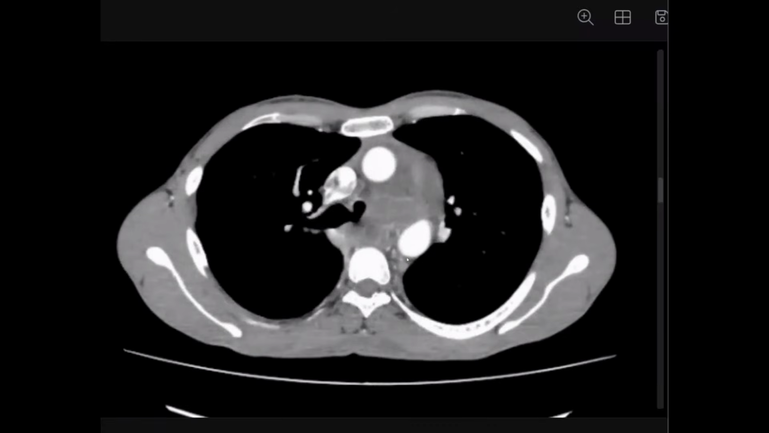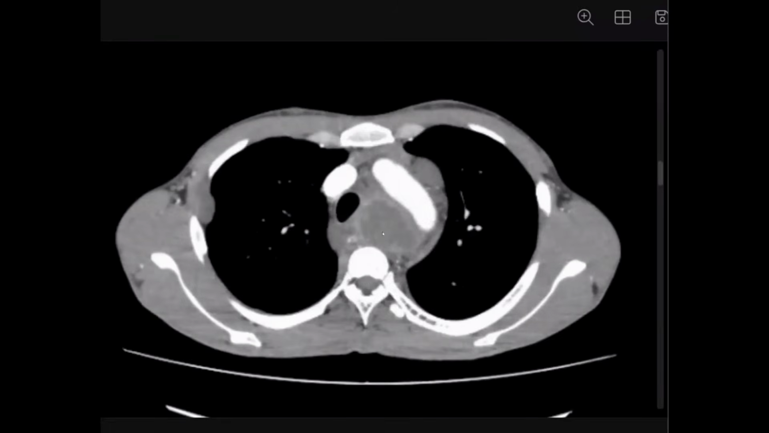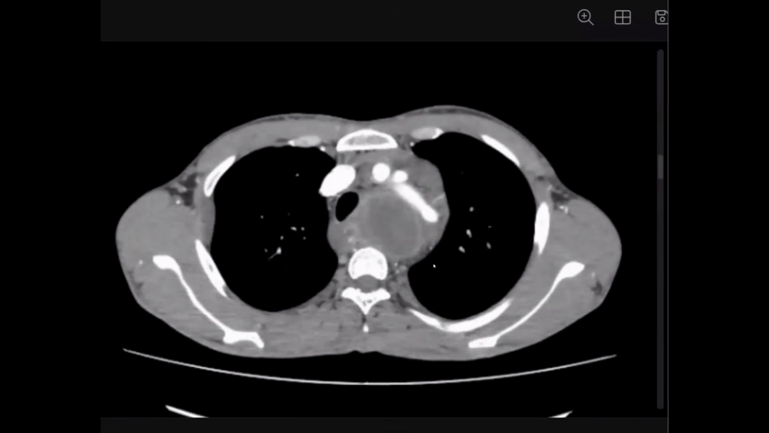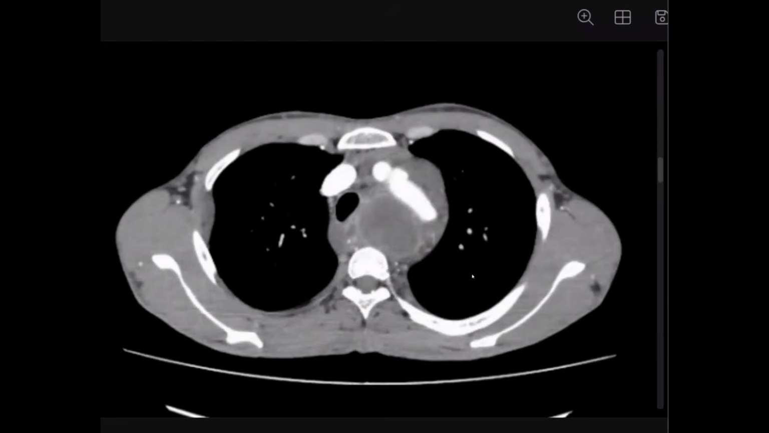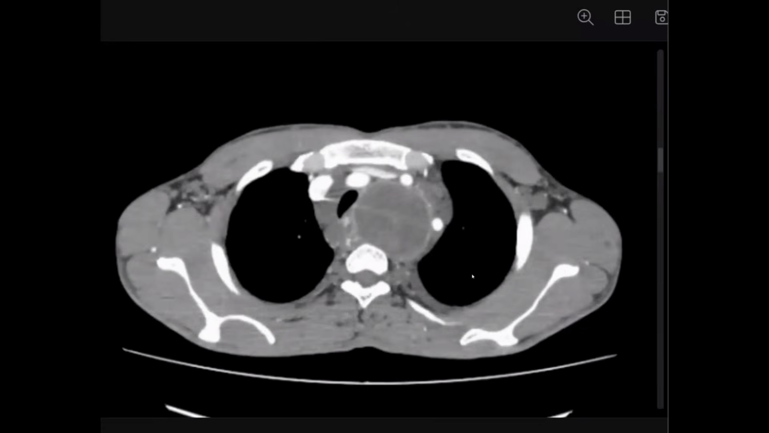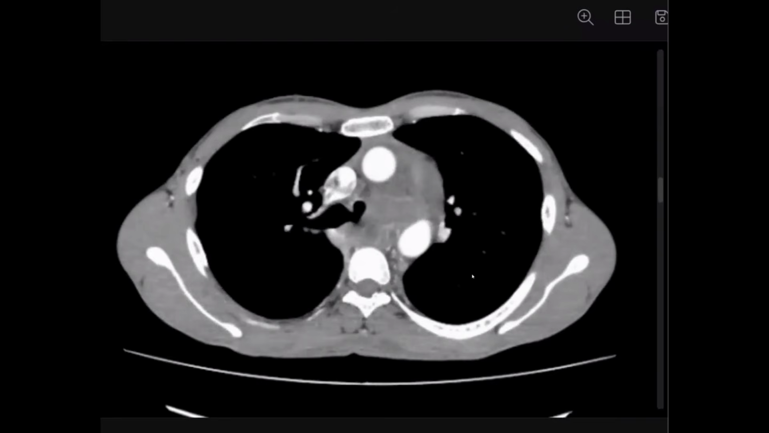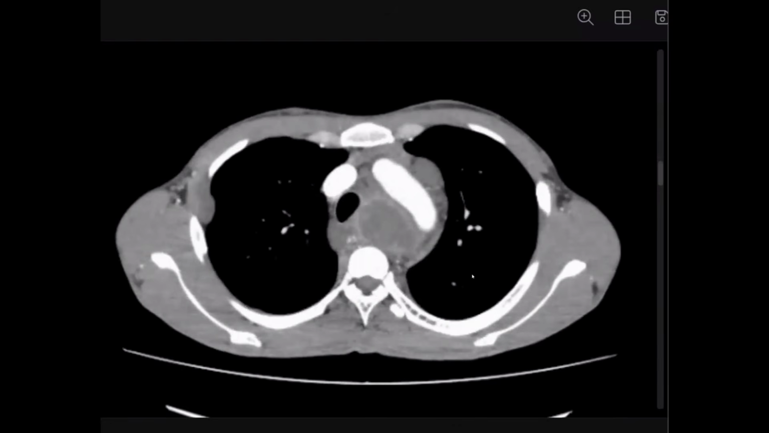To save your time, this posterior mediastinal mass is also extending superiorly into the superior mediastinum, where there is a well-defined large nodal mass, which is displacing the trachea towards the right side.